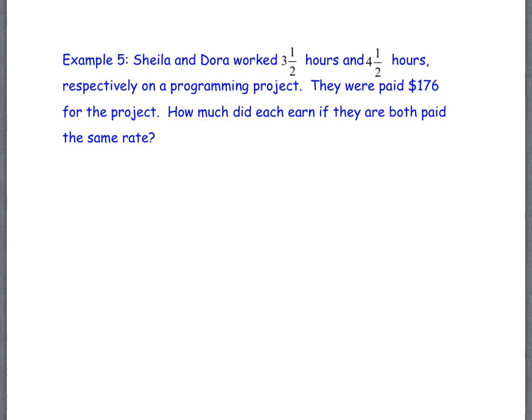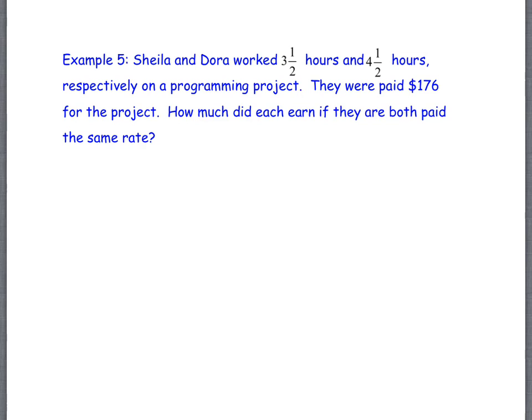So probably most of you would look at this and say that Sheila should make less than Dora, right? She didn't work on it for as long. So what we're trying to do is find out what would be the fair disbursement of the money so that they each get paid for the amount of time they worked. Make sense? Okay, so what are the things we're actually comparing?